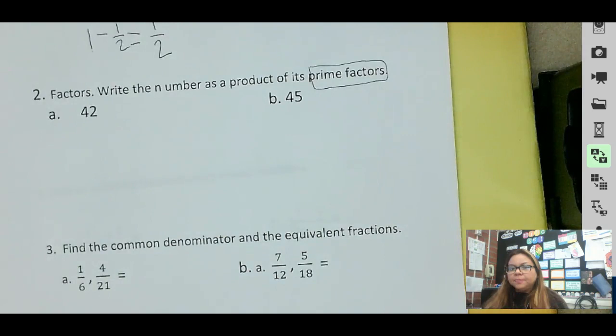For example, 1 times 2 equals 2. There are no other 2 numbers that will equal 2, so 2 is a prime number. 4 is not a prime number because you can make 4 by multiplying 2 times 2, and also 1 and 4. So 4 is not a prime number.